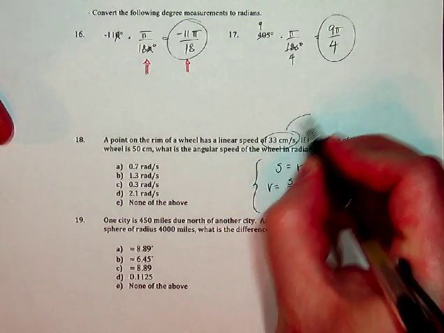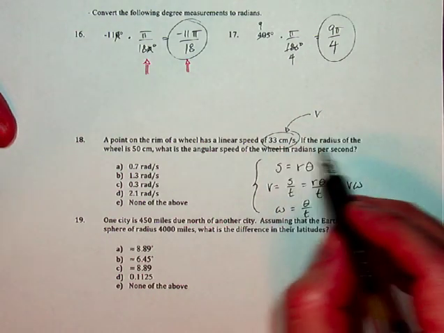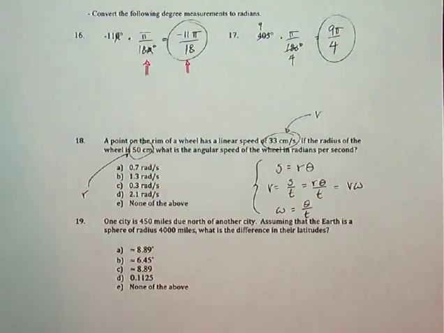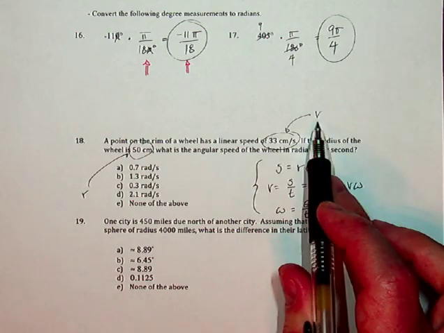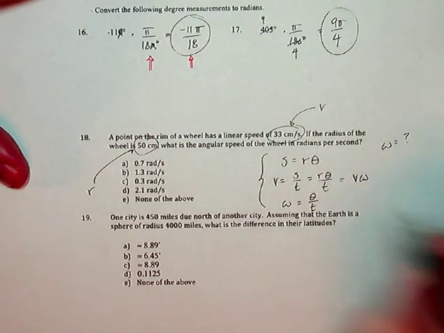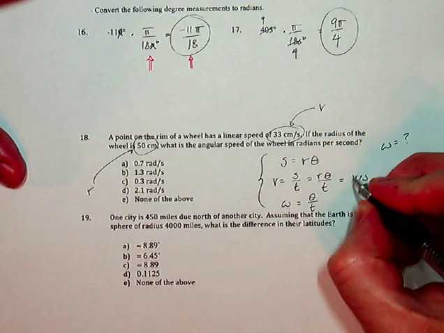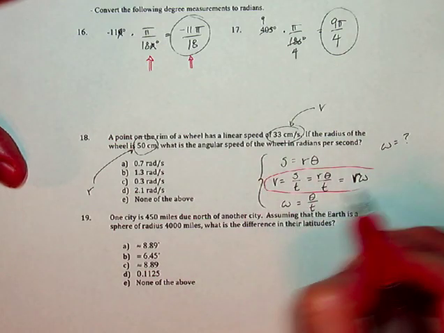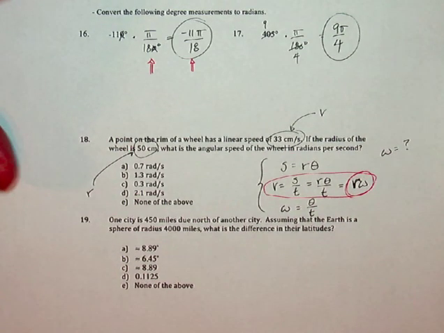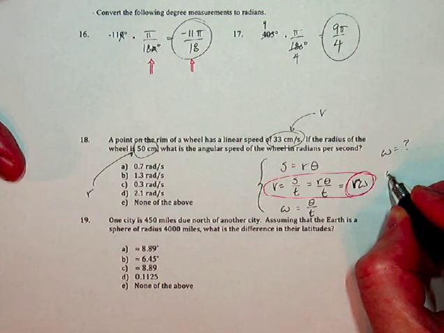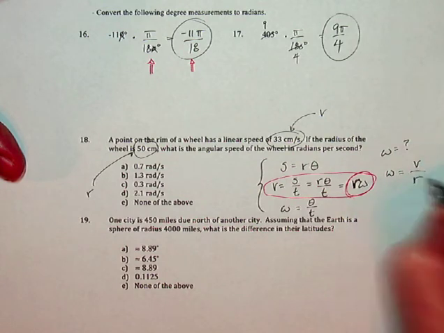So that right there is your v. If the radius of the wheel is 50 centimeters, so there's r, what is the angular speed of the wheel in radians per second? I have v, I have r, and I'm looking for omega. Basically, I'm looking at this equation, specifically that form. If I'm looking for omega, then omega is just v over r.